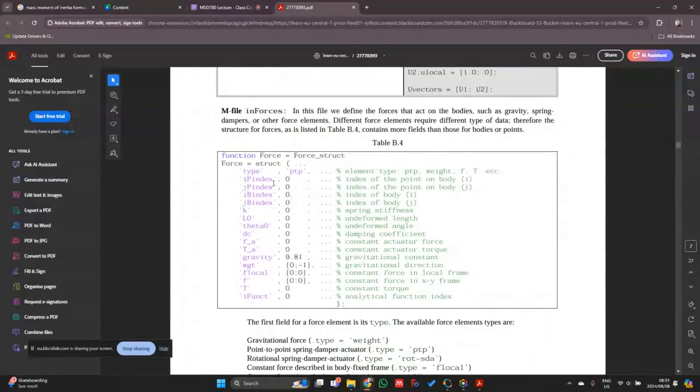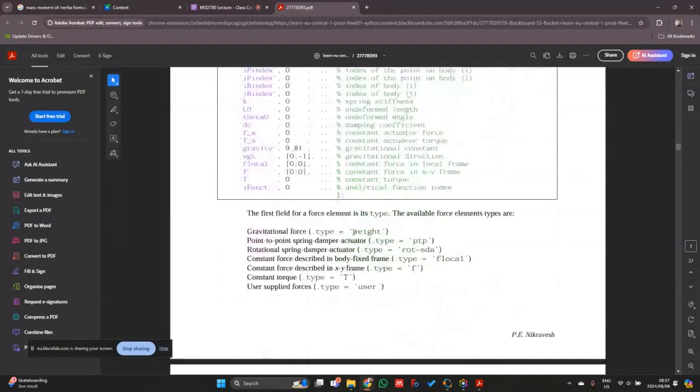So in our case, we can either have something like a point-to-point force. I think there is also a rotational SDA, which is a spring damper actuator that we can specify. If local, which is then a constant force that we describe in the body fixed frame, so in the local coordinate system. Otherwise, we can also apply a constant force in the XY frame, so that will then be denoted as F.